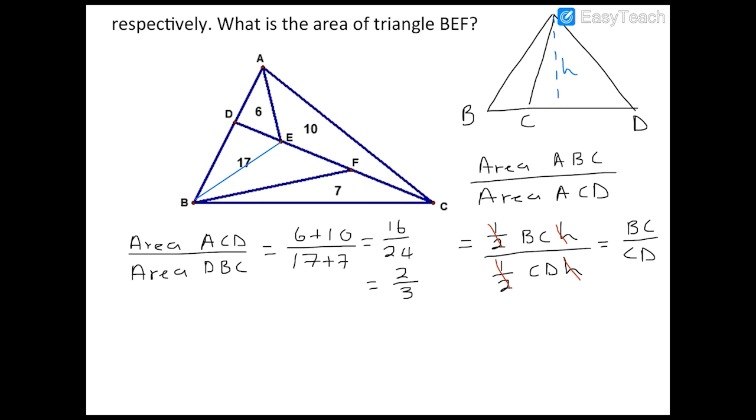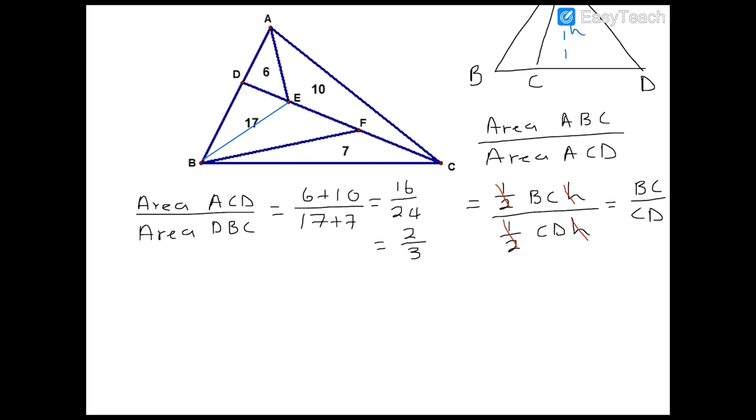Now, what do we know? This is equal to the ratio of the bases. This is actually equal to AD divided by BD, because these are the bases and they share the same perpendicular height. So AD over BD, or DB, will also be 2 over 3.